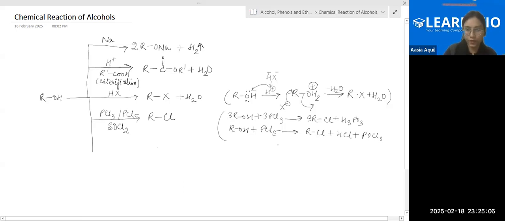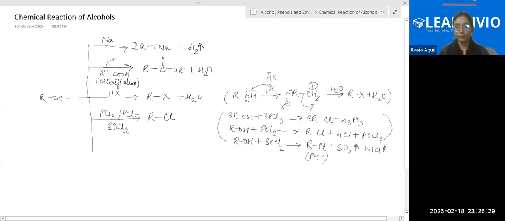Got it? And in the case of thionyl chloride, that is SOCl2, you get RCl again, the same. And here SO2 and HCl will be formed, which are in gaseous form. So you will get the product in pure form. This is the best method of preparing alkyl halide from alcohol.